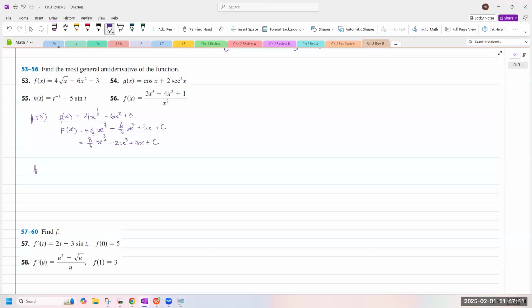Number 54, g(x) equals cosine x plus 2 secant squared x. Memorization, right? So the antiderivative is sine x, since the derivative of sine is cosine, and the derivative of tangent is secant squared.